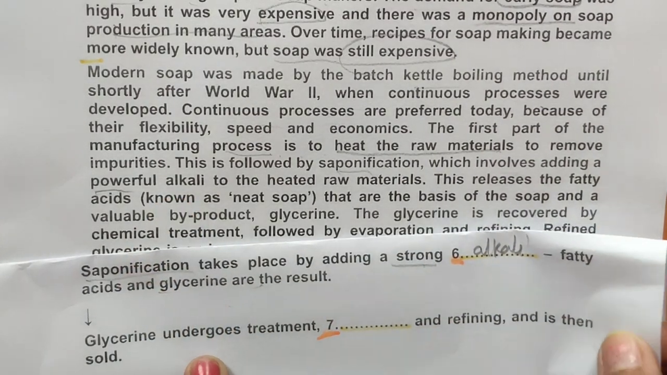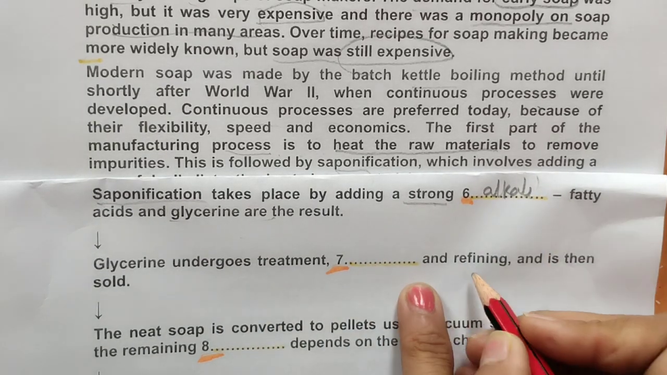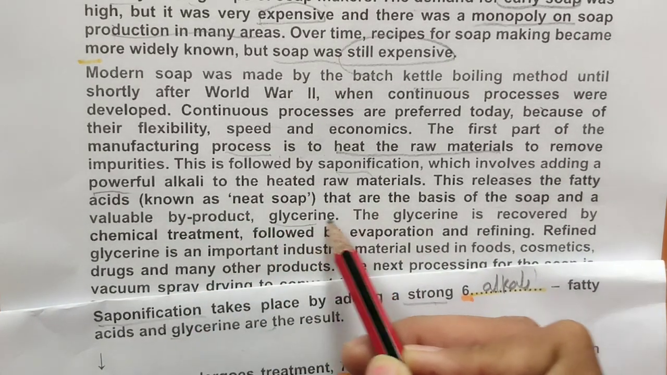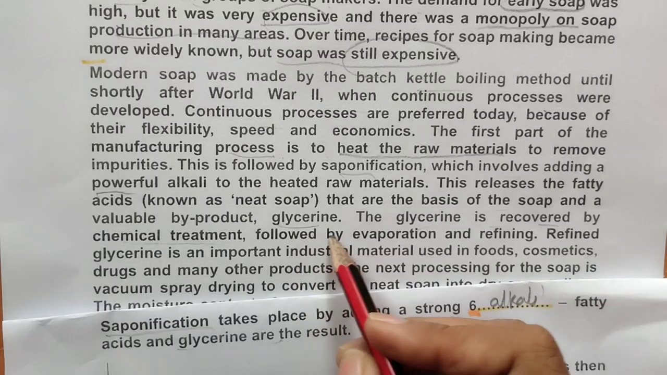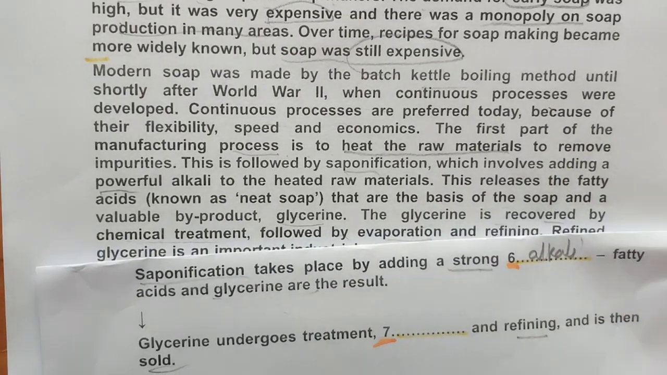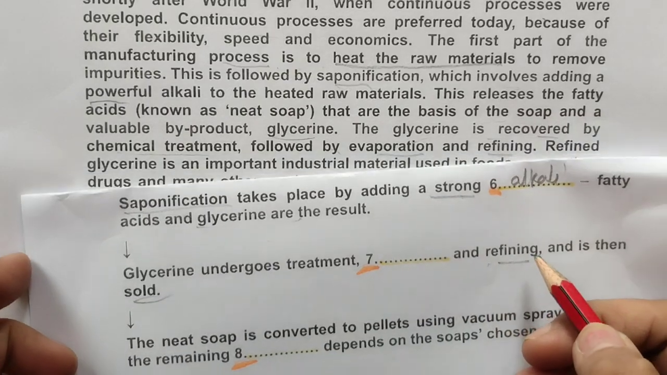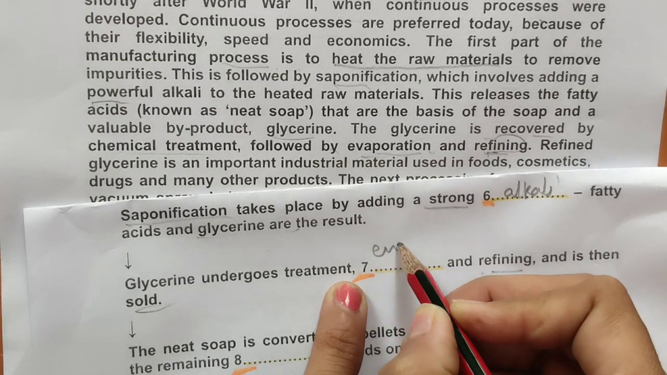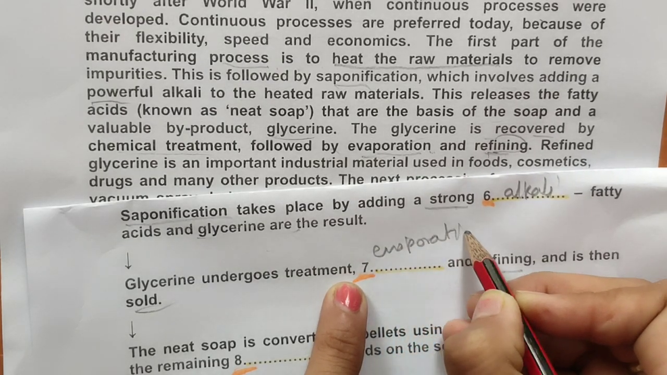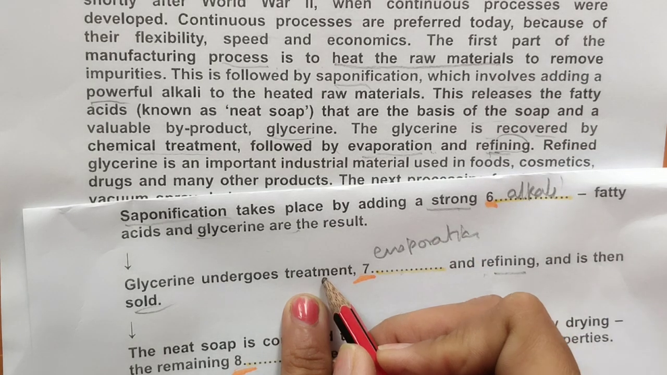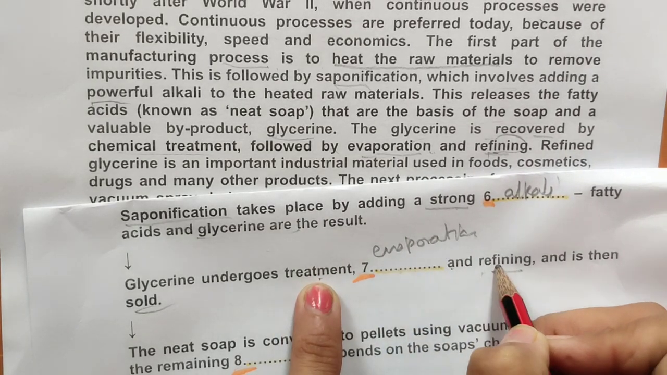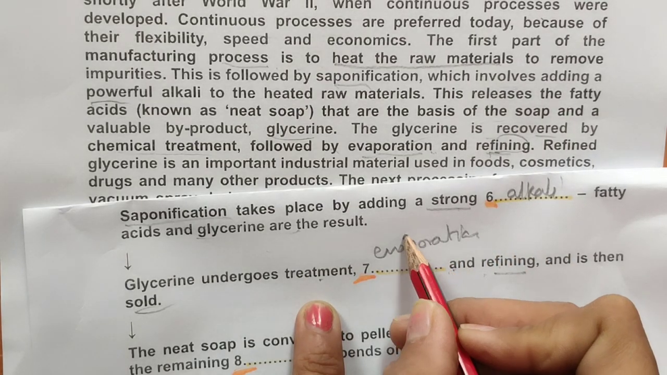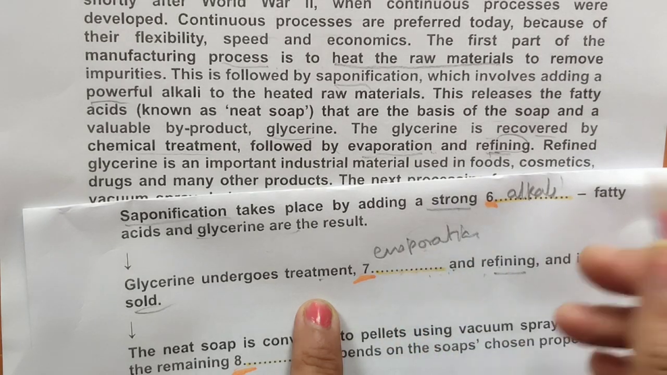Now next one. Glycerin undergoes treatment and refining, then is sold. On the basis of soap and glycerin, the glycerin is recovered by chemical treatment followed by evaporation and refining. So let's follow the sentence structure. And refining is given. See this? So it means evaporation should come here. It is important to keep in mind the words before and the words after the blank. Then definitely you will get the correct answer. Sometimes 70% we can get the answer with this trick.